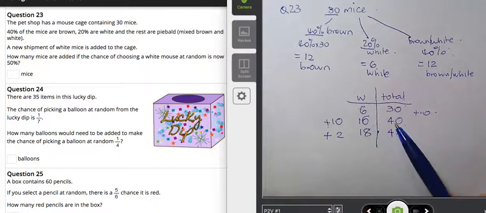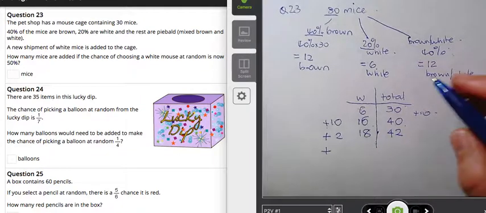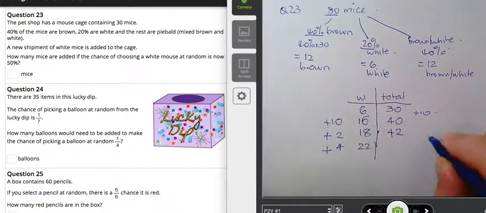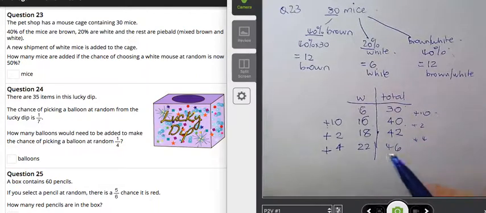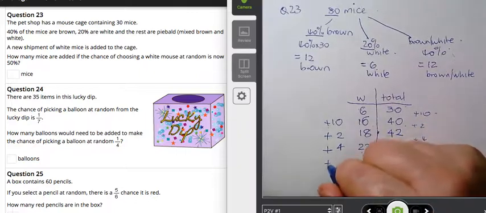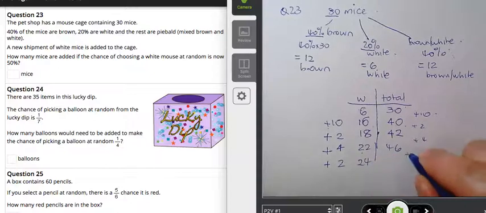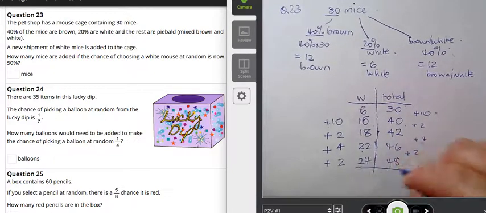Now, 16 out of 40, 18 out of 42, and let's say I added another 4 to this. That would be 22. Remember, I'll add another 4 here. That's out of 46. So 22 out of 46, that's not quite half. Let me add another 2. That gives me 24, and add another 2 here. That gives me 48. So 24 is half of 48.